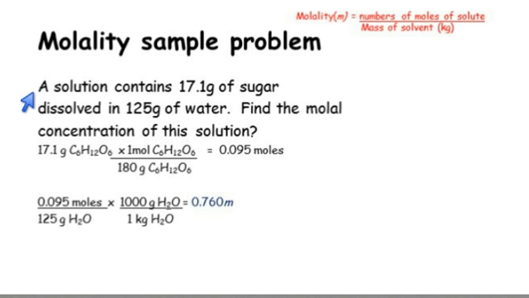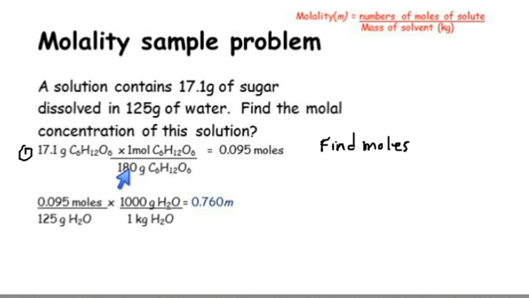A solution contains 17.1 grams of sugar dissolved in 125 grams of water. Find the molal concentration. First step is to find moles. We have 17.1 grams of sugar. Sugar is C6H12O6, and so we need the molar mass: 6 times 12 plus 12 times 1 plus 6 times 16. That gives us 180.